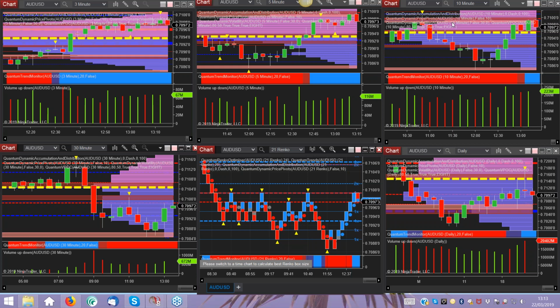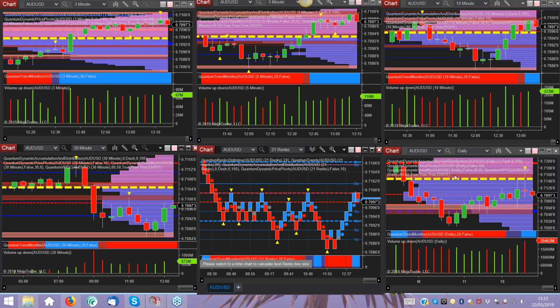There we go. You should be seeing my screen coming up now. Now we're on NinjaTrader 8 and a slightly different layout, but basically it's a multi-time frame layout. Top of the screen, I've got the 3-minute, the 5-minute, and the 10-minute, and down at the bottom, I've got the 30-minute, the Renko in the middle, and over on the right-hand side, the daily chart.